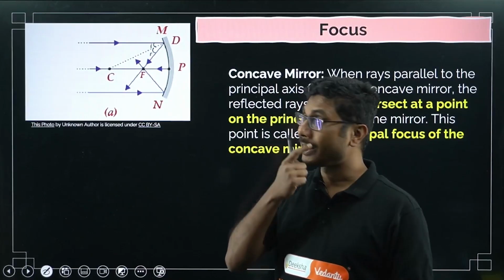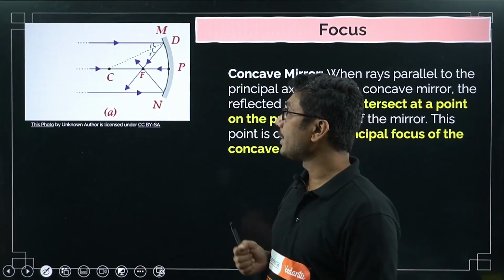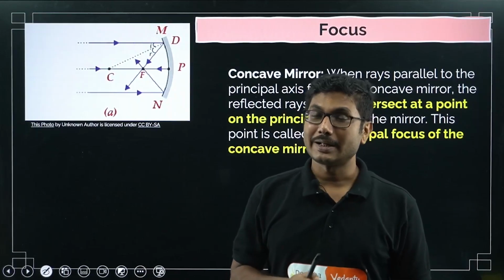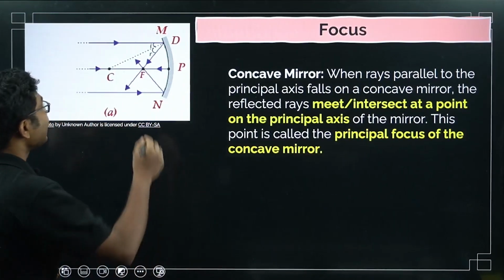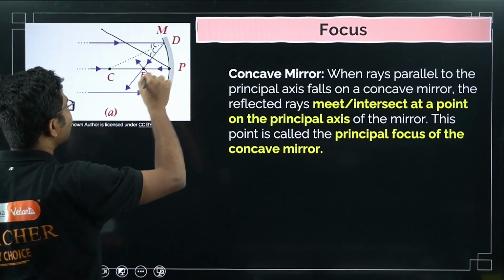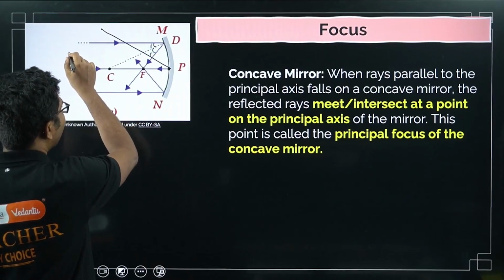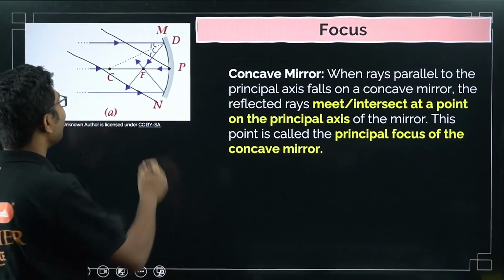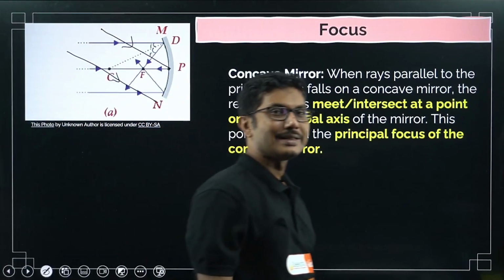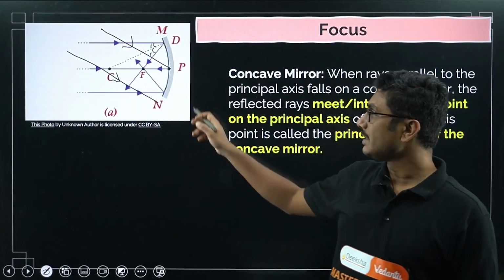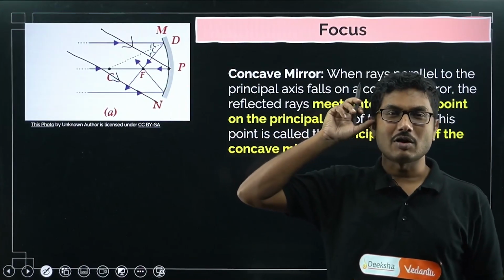Now you may ask, what will happen if the rays are parallel but they are not parallel to the principal axis? This is an interesting question. I am not going to answer that. Suppose there are parallel rays which are not parallel to the principal axis. What will happen to these rays after reflection? Will they still focus on the focus? Yes or no?